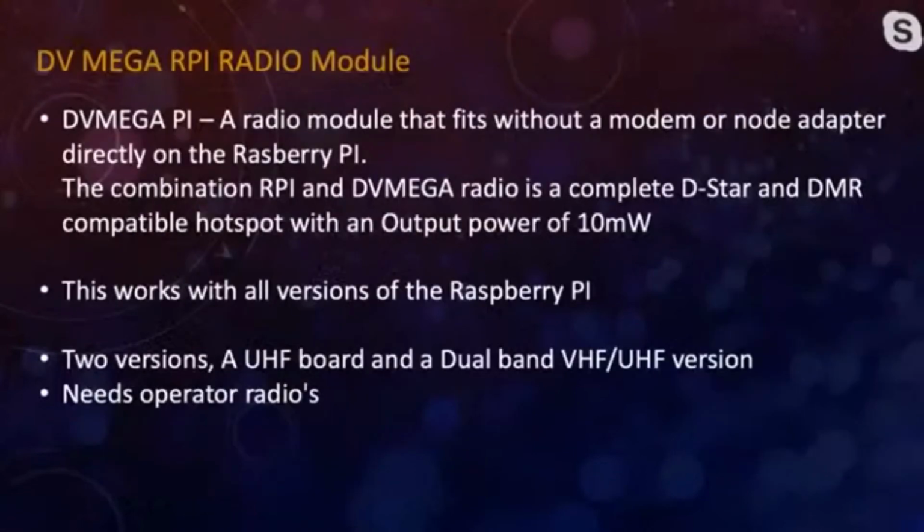DV Mega RPA radio module. DV Mega Pi, a radio module that fits without a modem or node adapter directly into the Raspberry Pi. The example I showed you, the Raspberry Pi and DV Mega board, this is what we are talking about. The combination of RPA and DV Mega radio is a complete D-Star and DMR compatible hotspot with an output power of 10 milliwatt. That is what you require, from one room to another, maximum within your flat. So it doesn't require a very high throw to do that. This works with all versions of Raspberry Pi. Two versions, a UHF board and a dual band VHF UHF version, both are available. Need operator's radio. So here you need an RF radio.